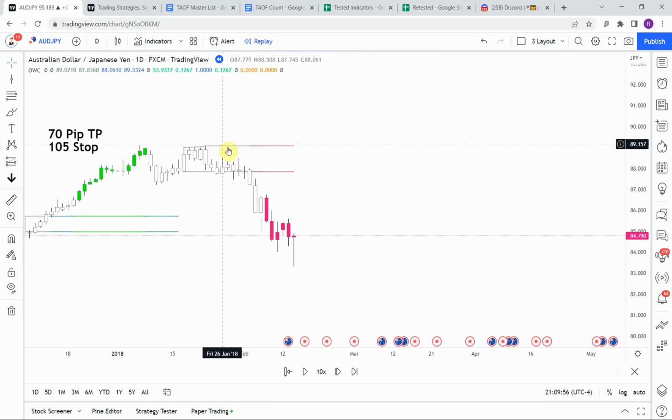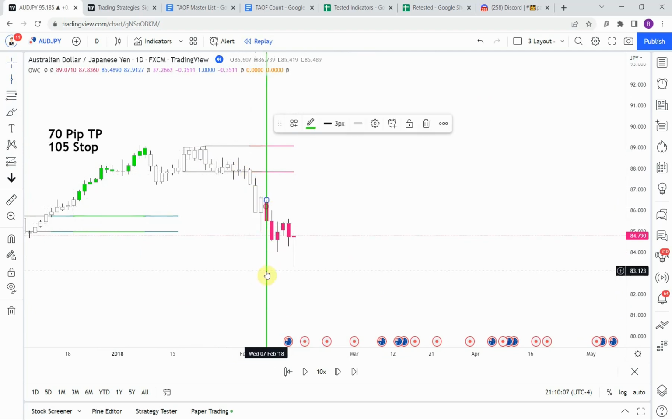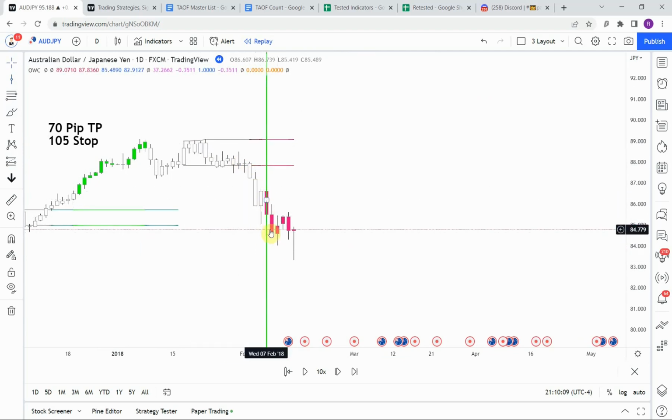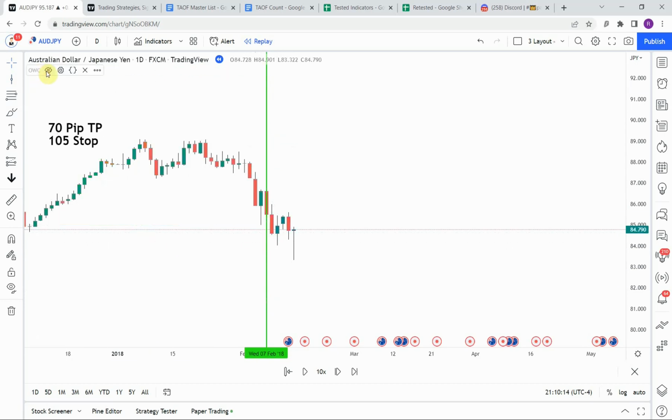All right, so you see right here, we get the formation of one of these shelves, these areas, this kind of zone of support and resistance here. And then you see that we get a breakout to the downside here. And then we pick up the pink candles right here. We can turn that off to see.